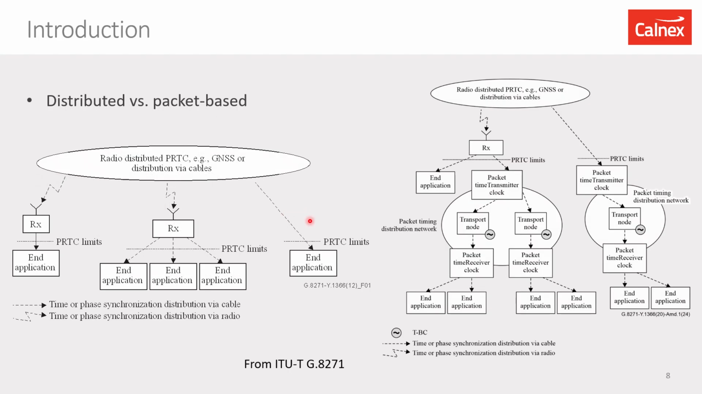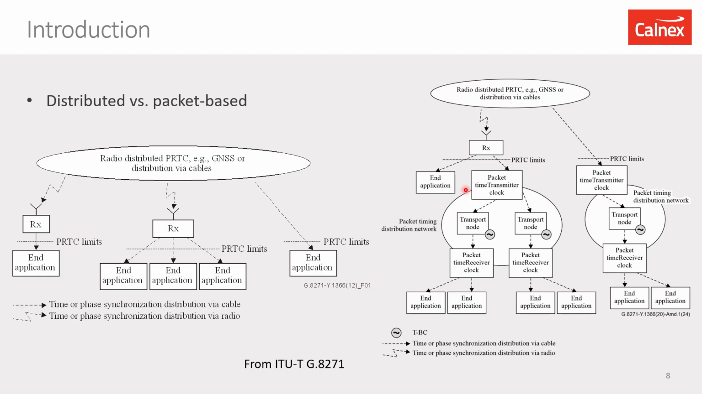A good reference related to the delivery of time synchronization is provided by a number of ITU-T recommendations that have been delivered over the last 15 years by Study Group 15. In particular, G.8271 provides the general methodologies and architectures and requirements related to time synchronization.